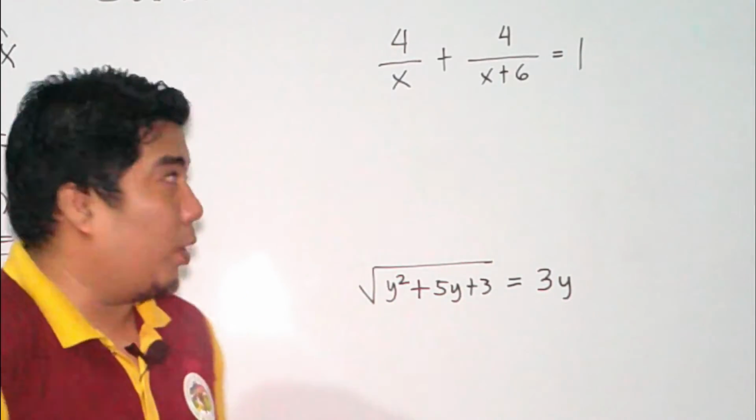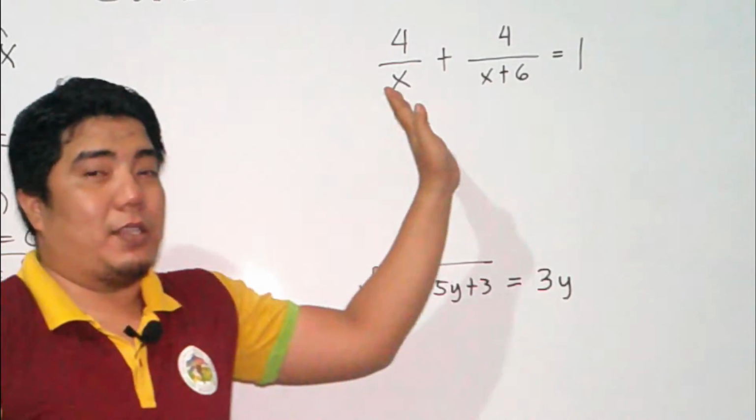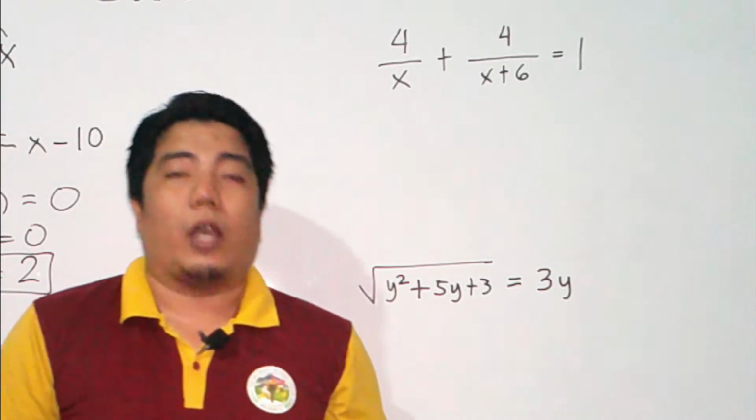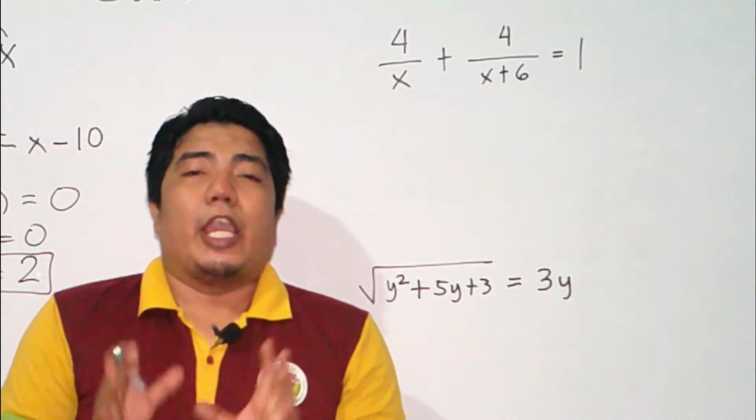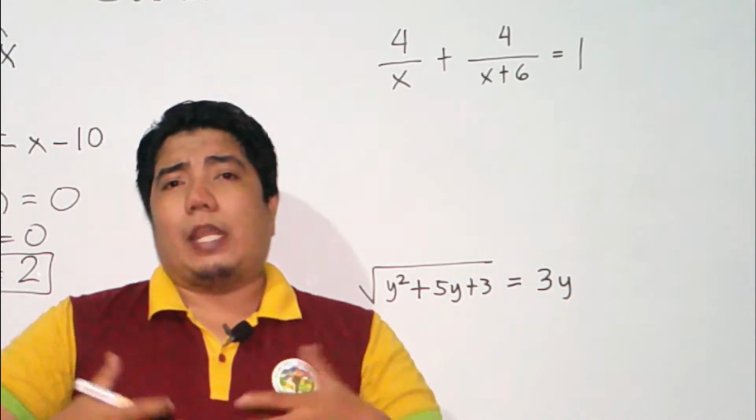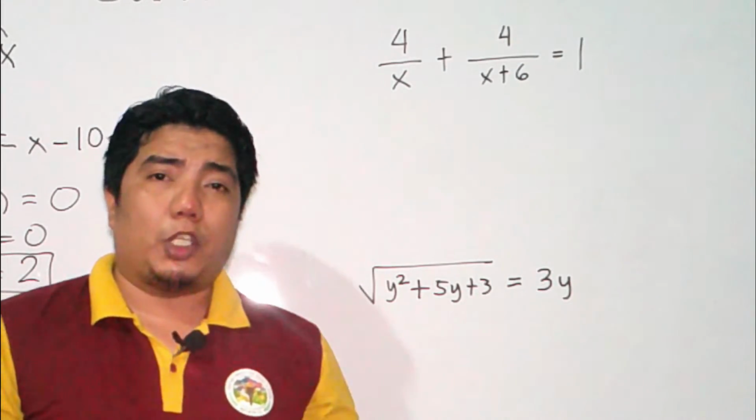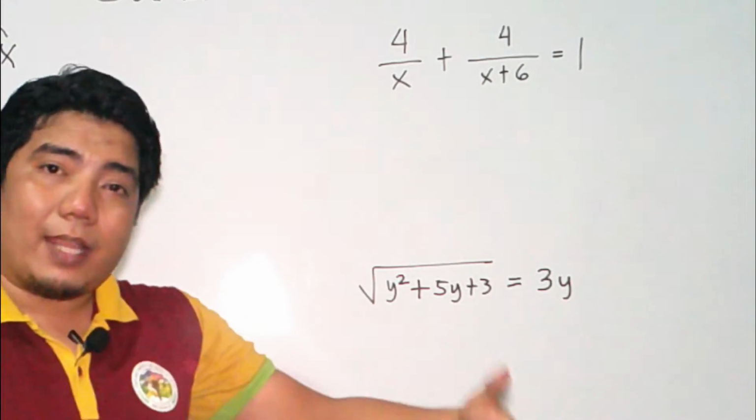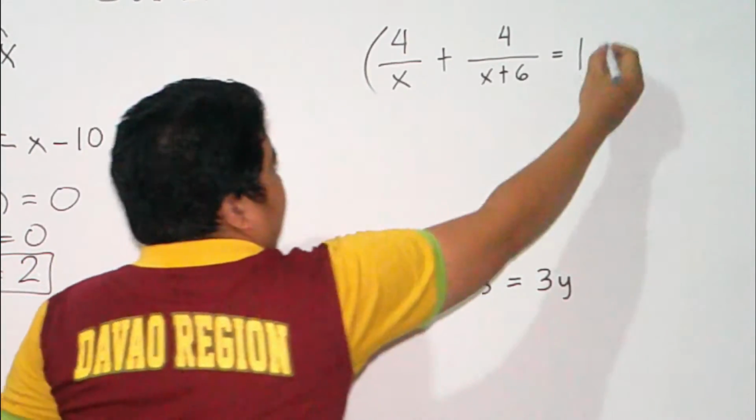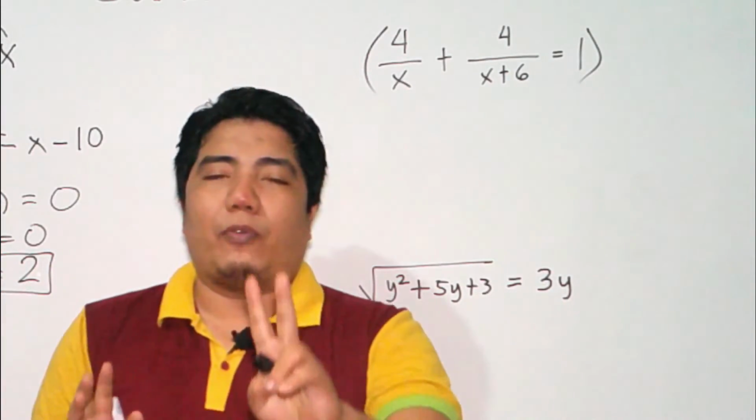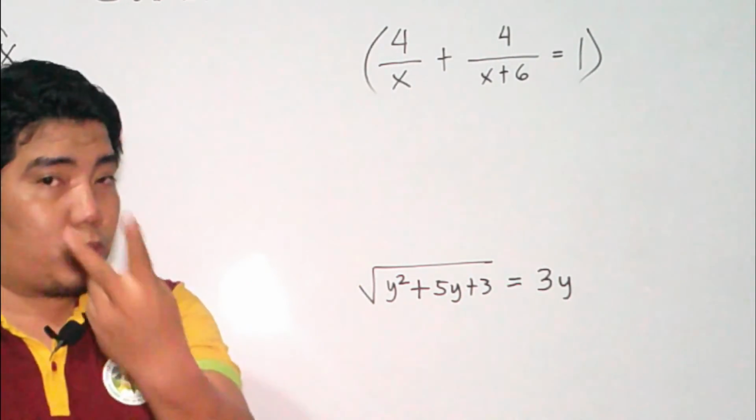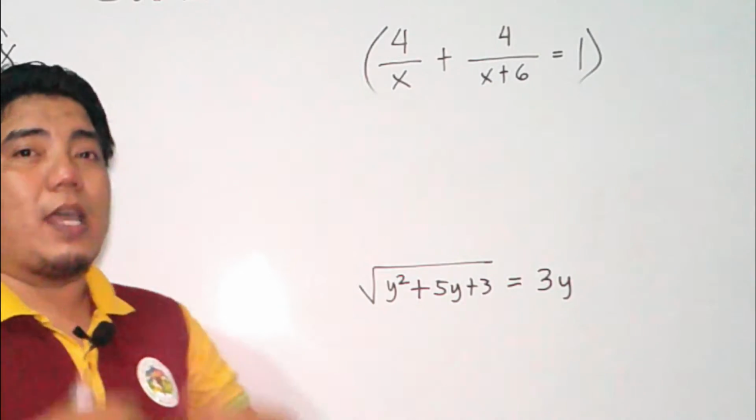Now, for our second example, we still have denominators like this. Okay, so we have 4 over x plus 4 over x plus 6 is equal to 1. So, as what I've said earlier, if you have equations that have a denominator, the first thing you should do is to eliminate the denominator by multiplying the whole equation by its denominator or getting the LCD. So, how do we multiply this one? Since we do have two different denominators, x and x plus 6, we can use those two denominators as our multiplicand.